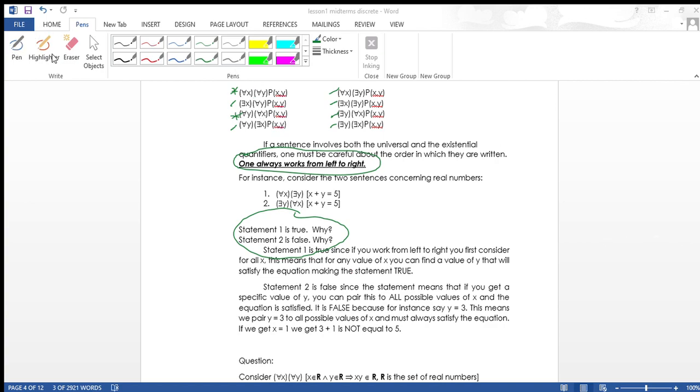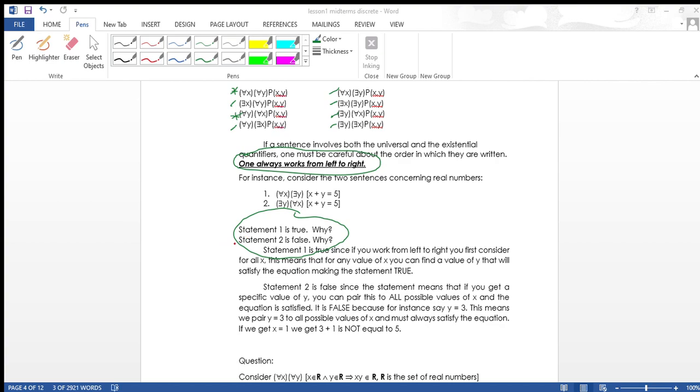According to your module, this statement is said to be false. Why? Why is it false? Let's explain. We work from left to right. We work from left to right. So, what does this mean?